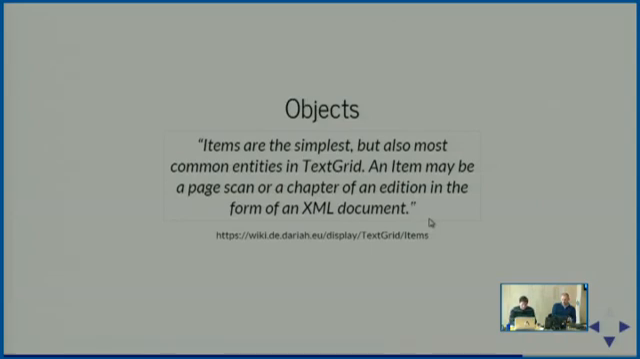And yeah, this is the definition for objects. Such items are the simplest but also most common entities in TextGrid. And an item can be a page, a scan, or an XML document. And also the folders where you organize your data are items as well, and referenced with the TextGrid URI.